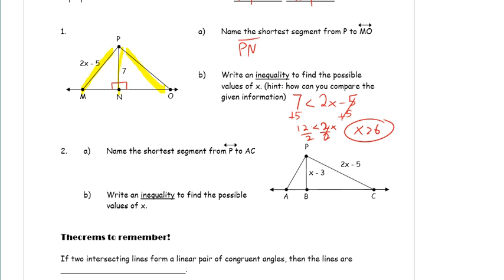I'd like you guys to try number 2. So again, name the shortest segment. That should be a pretty easy part, and then write an inequality just like we did on that last one. So make sure you have number 2 done for tomorrow.